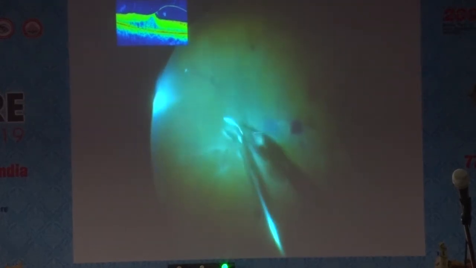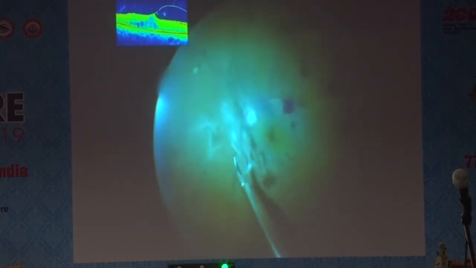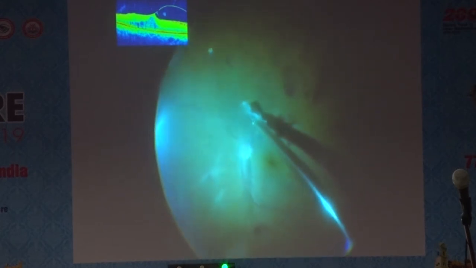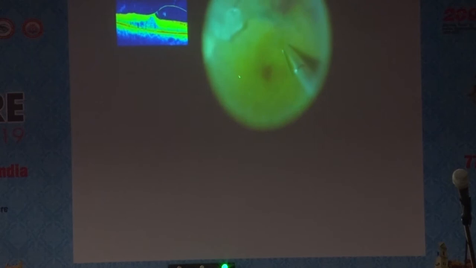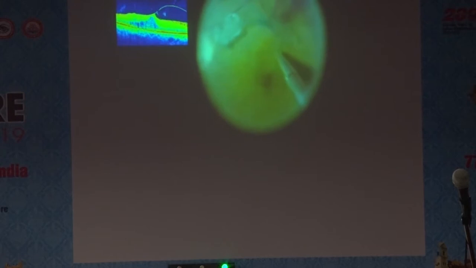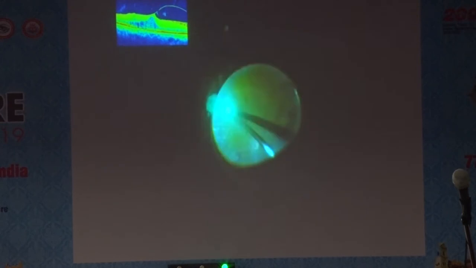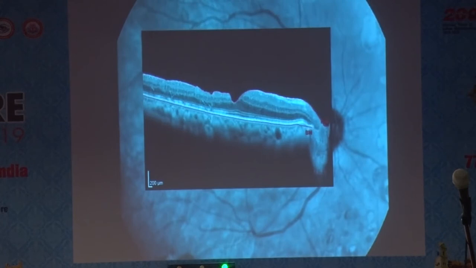Otherwise, you'll transmit all the pressure, all the traction from here to the periphery, and you can get a dialysis in the periphery. Once you do that, you remove the rest of the cortical vitreous. As I was saying, if you are overexcited, you can make a retinal tear. Luckily, there was no bleeding, and nicely, all the cortex is removed. Lastly, because of the traction on the macula, it is preferable to remove the ILM as well. After that, just do the laser, and air is okay in this patient. The patient mostly recovers well, and the macula goes back.